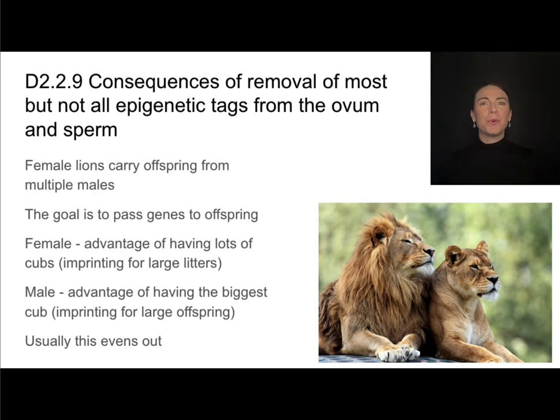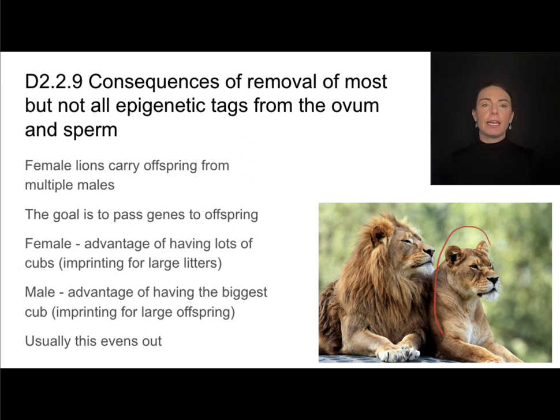So let's talk about a really cool example of genomic imprinting. These are lions, and female and male lions have different genomic imprinting patterns, okay? So female lions can actually carry offspring from multiple males within the same litter. It's very cool. So remember, no matter whether you're male or a female, a lion or a butterfly, it doesn't matter. The goal is to be passing along genes to offspring. So many patterns of genomic imprinting are going to be to give your offspring the best chance to be conceived, to be born, to grow to adulthood.